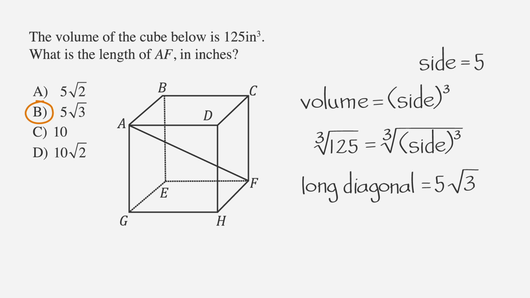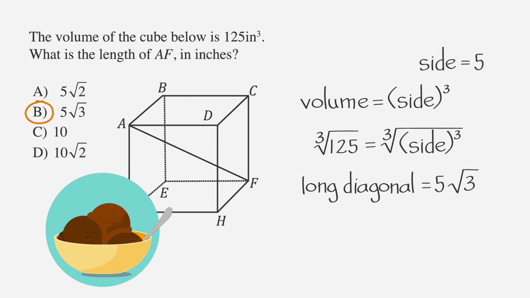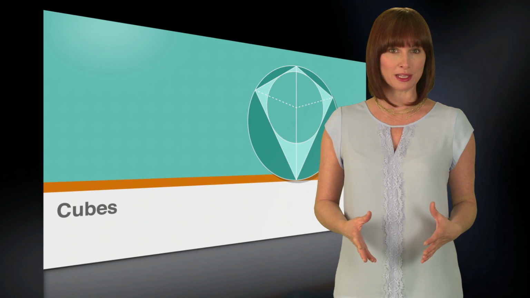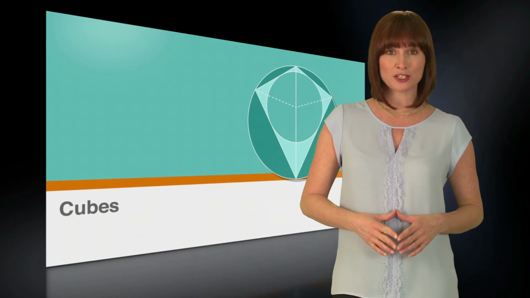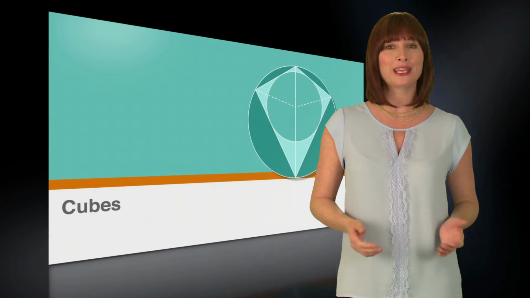Okay, enough of cubes. Let's treat ourselves to one of my favorite shapes, the sphere. To recap, everything you need to know about cubes on the SAT comes down to these 3 formulas: volume, long diagonal, and surface area. Get to practicing these formulas so that you can pick out these types of questions quickly on the SAT, and you'll be in great shape.